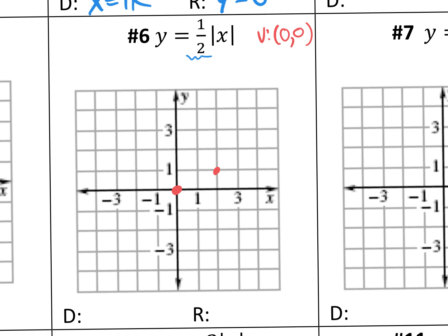And you could continue to go up 1 over 2. And you could use that pattern, up 1 over 2, in the other direction as well. And up 1 over 2. And what do we notice about this V? That it got wider compared to the original where the a value is 1, okay?